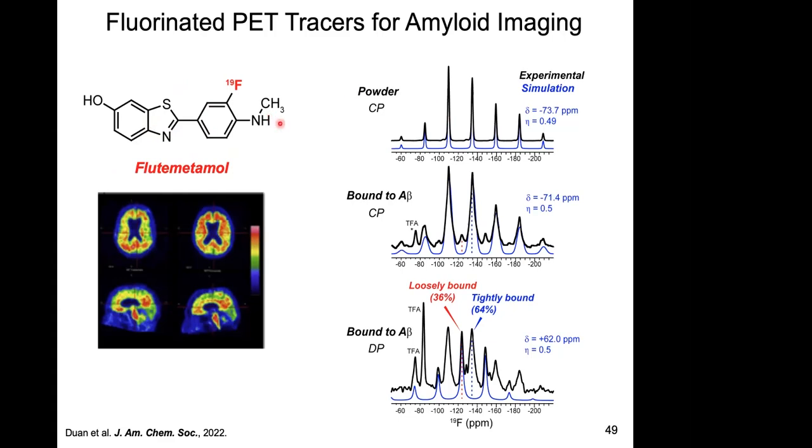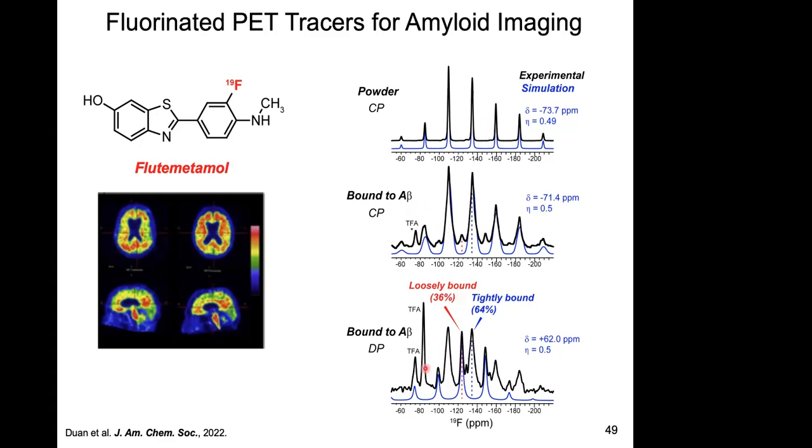So we took this and added it to C13 and 15 labeled A beta. And just looking at the fluorine spectrum of the small molecule itself, you learn something about the rigid limit CSA. This is the powder of flutometamol without A beta. Then you bind this to A beta. Of course, everything is a hydrated gel-like sample. And then you can see what is the bound fractions of CSA, how that compares with the dry powder flutometamol.